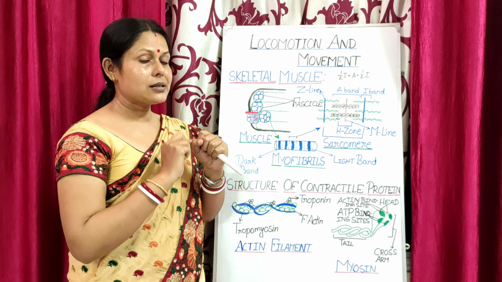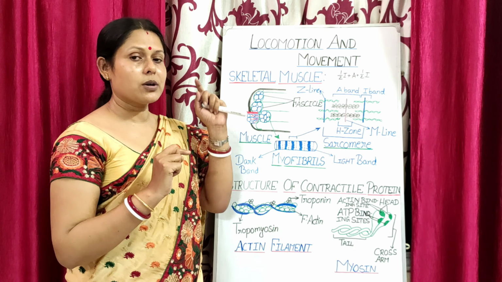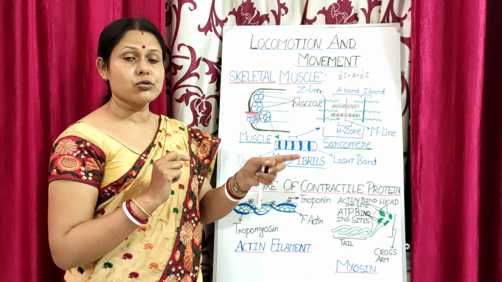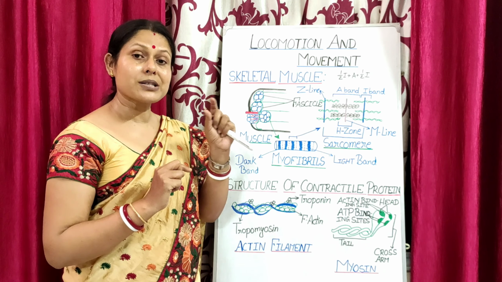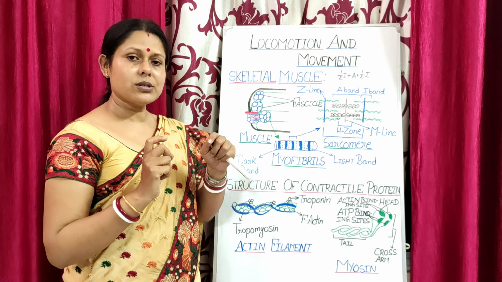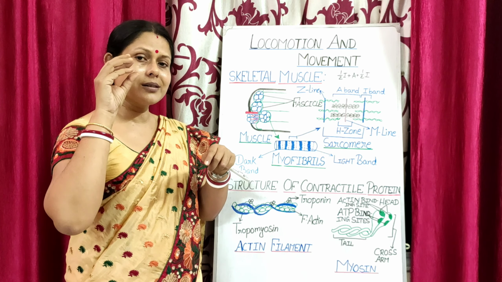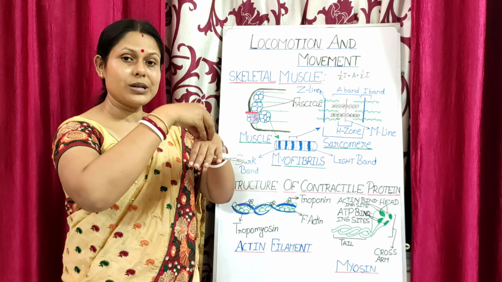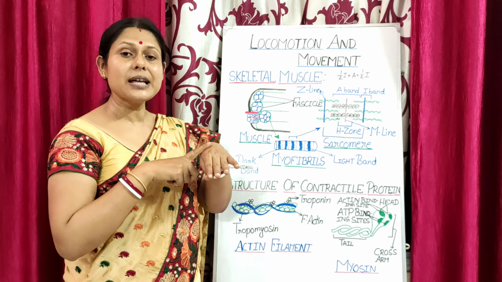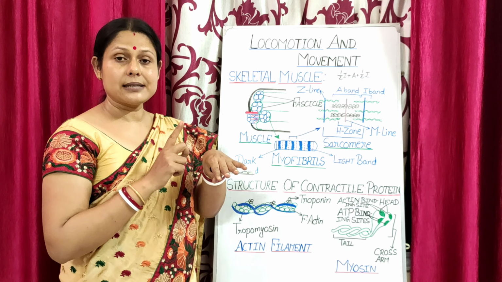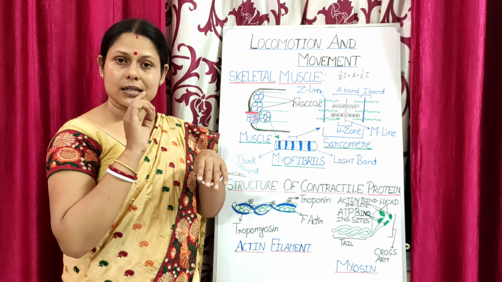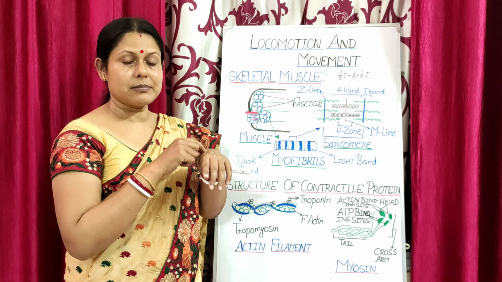This happens when the electrical impulse reaches from the central nervous system through the motor neuron to the neuromuscular junction. Neuromuscular junction means where the neuron's terminal endings are in touch with the muscle, that is, the sarcolemma of the skeletal muscle.